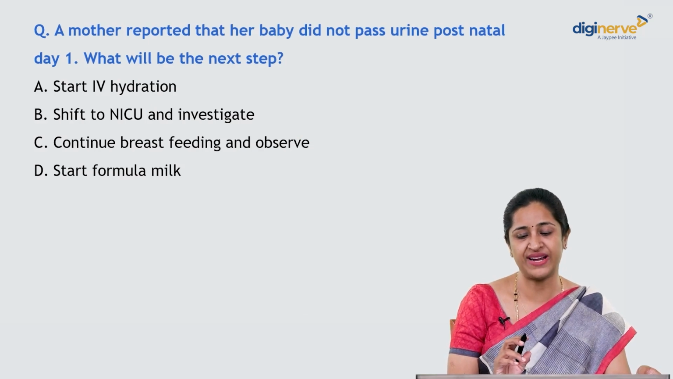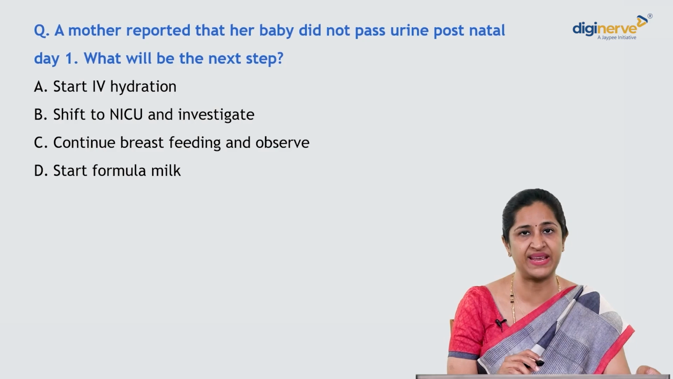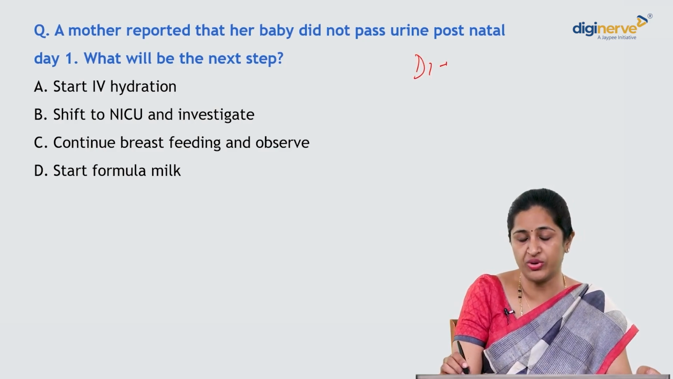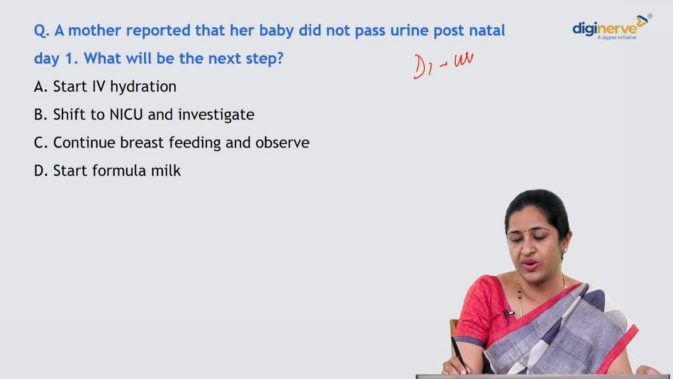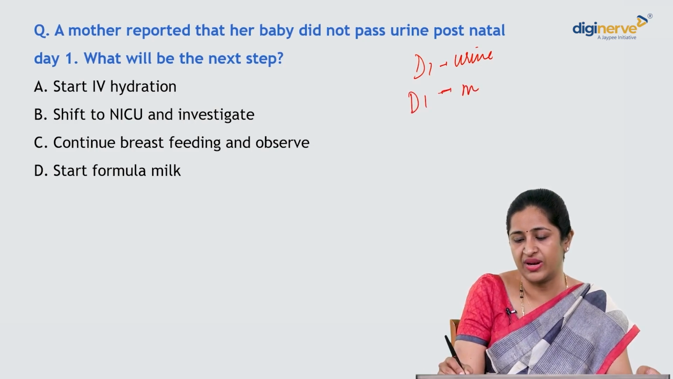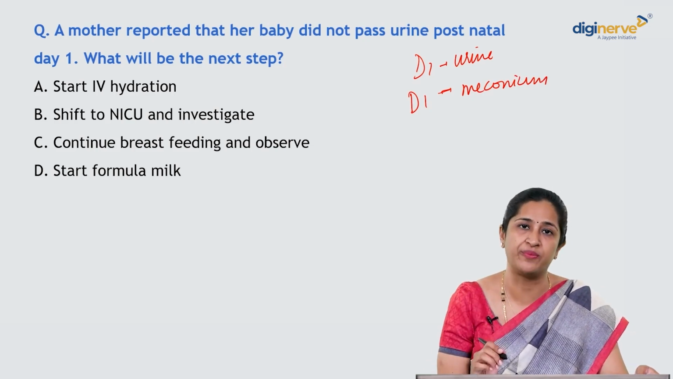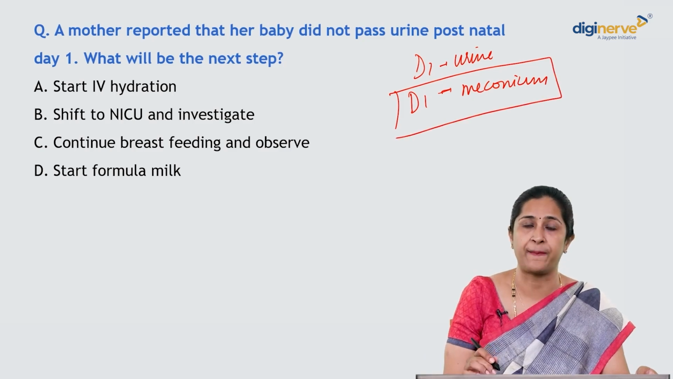A mother reported that her baby did not pass urine on postnatal day 1. What will be the next step? So day 1, no urine output. So what are you going to do next? Now remember, this day 1 urine, day 1 meconium. Out of these two, which is more important? What is more important is the day 1 meconium.